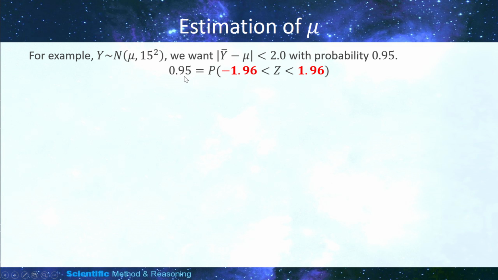So we know that for 0.95, based on the standard normal random variable, the corresponding quantiles would be minus 1.96 and 1.96. And from the last slide, we have a equals 2, and sigma equals 15, divided by root n.